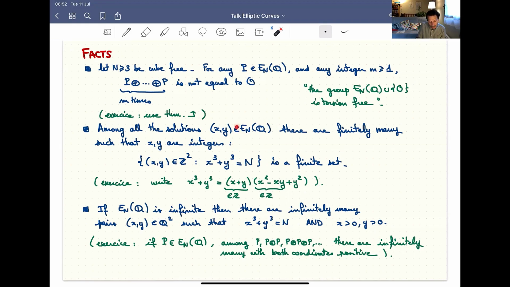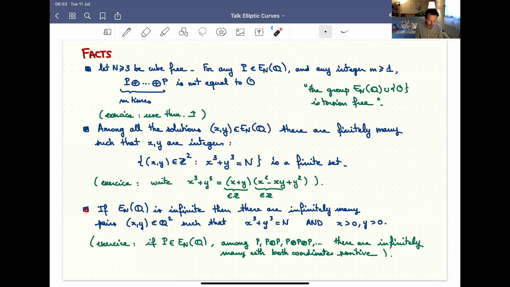And we've seen that E(Q), if it's not empty, is infinite. So there are infinitely many solutions in rational numbers. But when you restrict to integer solutions, then what you get is a finite set. Again, I will leave this as an exercise, but a hint is that you can factor x cubed plus y cubed as a product of two integers. Then think about what it means for n. n is an integer as well. If it factors, then you can say something about the divisors, for instance.